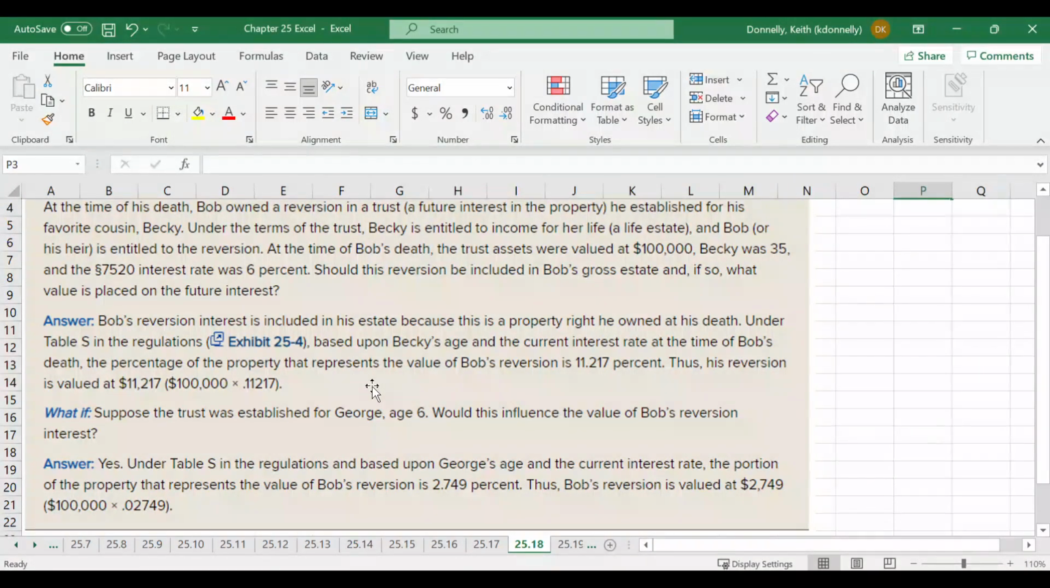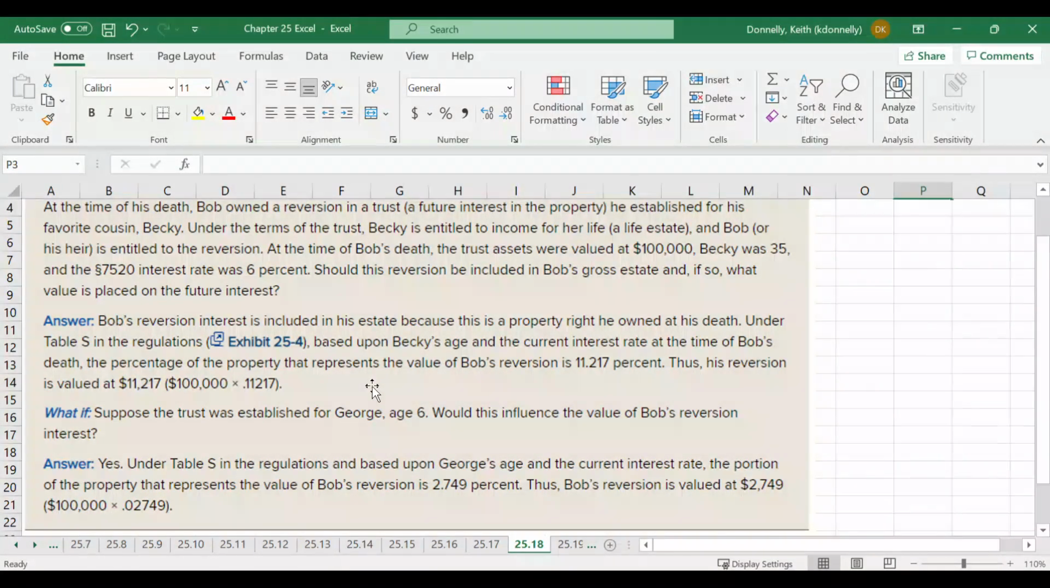Next one here, it says, at the time of his death, father owned a reversion in a trust that he established for his favorite cousin, Becky. So father basically created a trust. It says, to Becky, for life, you get $100 a month, and then at your death, Becky, it comes back to me, father. That's what the reversion is here. Under the terms of the trust, Becky's entitled to income for her life, a life estate, and then father's entitled to the reversion. So just like I said.